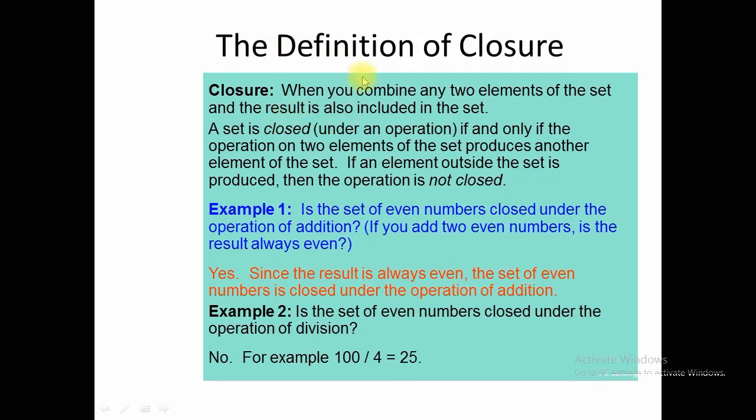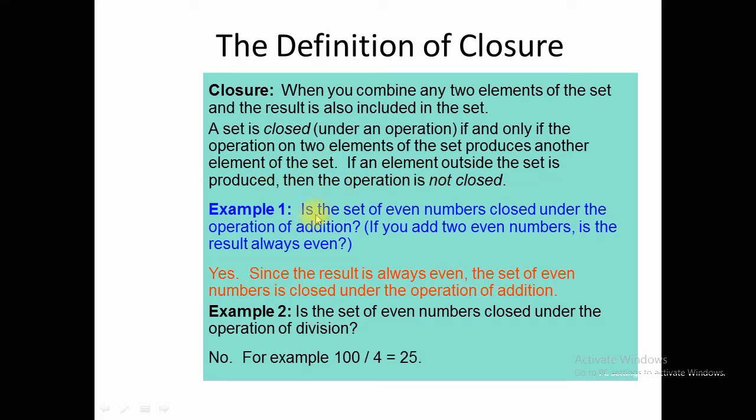Now this is the definition of closure property. When you combine any two elements of the set and the result is also included in the set, then this is called the closure property for that set. A set is closed under an operation like plus or multiplication if and only if the operation on two elements of the set produces another element of the set. If an element outside the set is produced, then the operation is not closed.